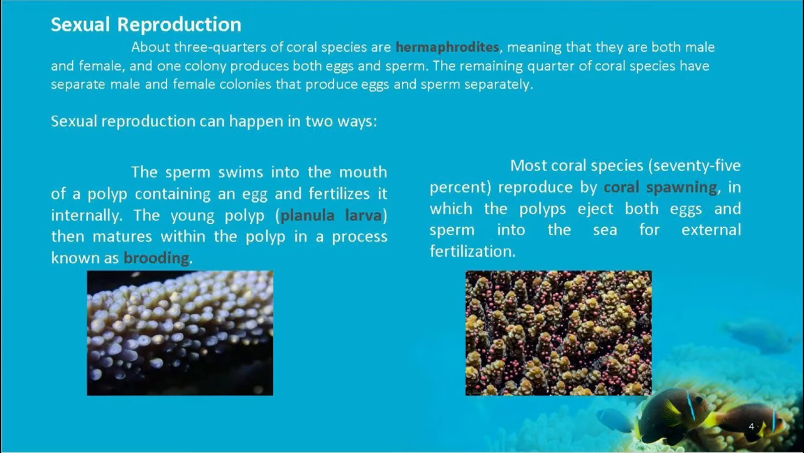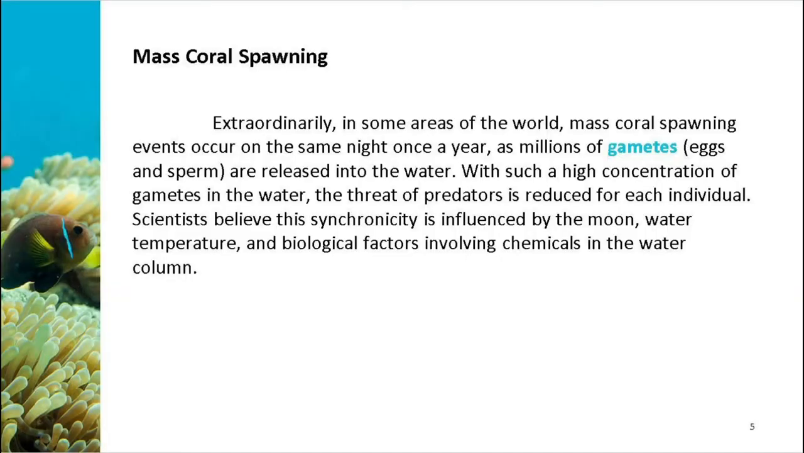Most coral species, about 75%, reproduce by the second way, called coral spawning, in which the polyps eject both eggs and sperm into the sea for external fertilization. Extraordinarily, in some areas of the world, mass coral spawning events occur on the same night once a year, as millions of gametes, or eggs and sperm, are released into the water. With such a high concentration of gametes in the water, the threat of predators is reduced for each individual. Scientists believe this synchronicity is influenced by the moon, water temperature, and biological factors involving chemicals in the water column.